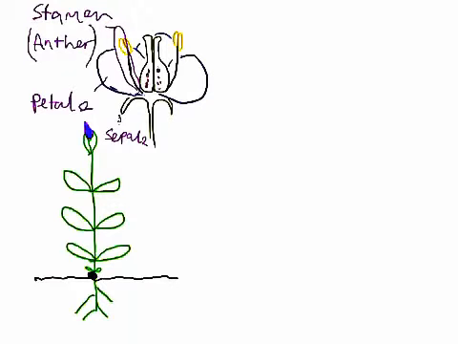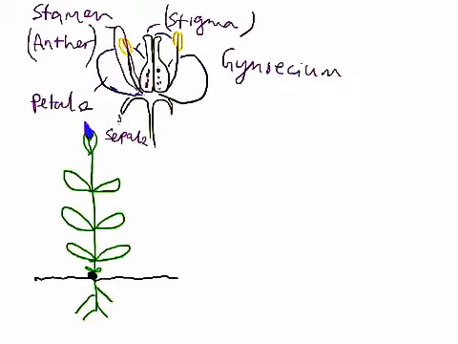The whole thing in the middle is a gynoecium. And the top of that gynoecium is the part that receives the pollen. That's the stigma. And then inside of the gynoecium there are ovules. And those eventually will make seed.